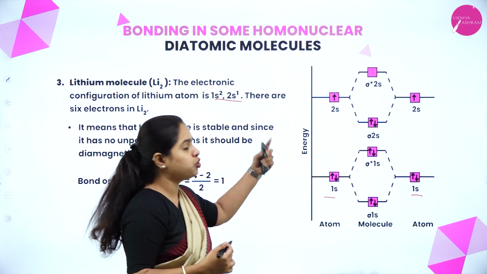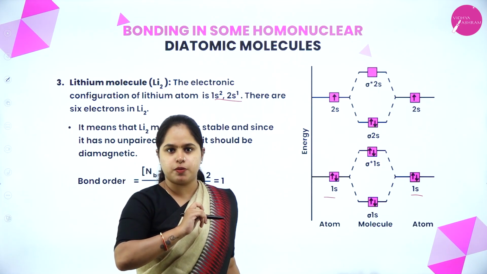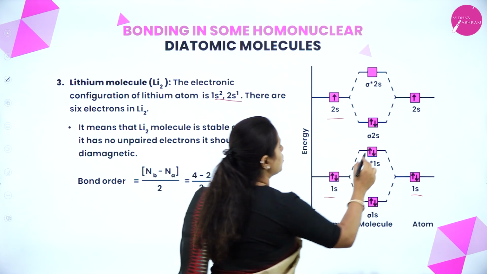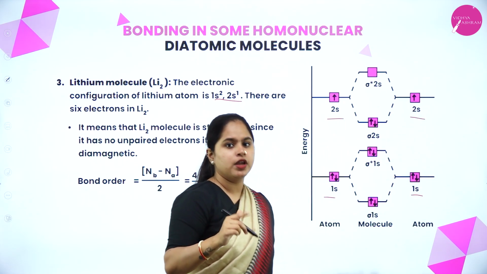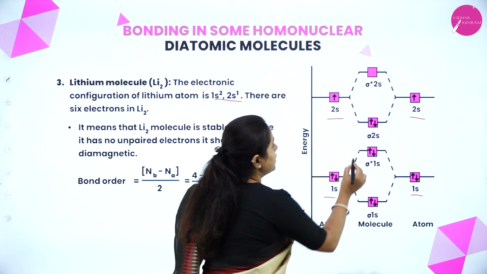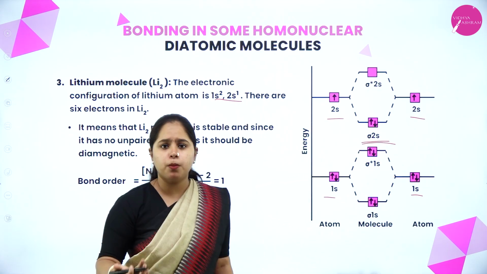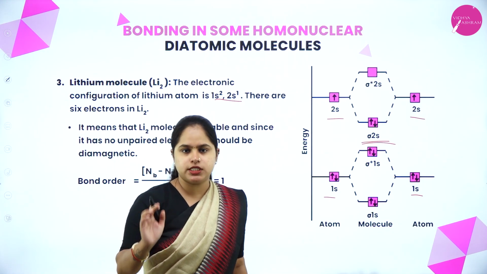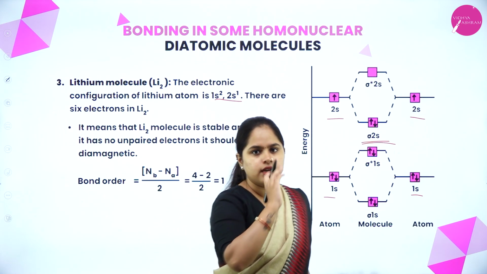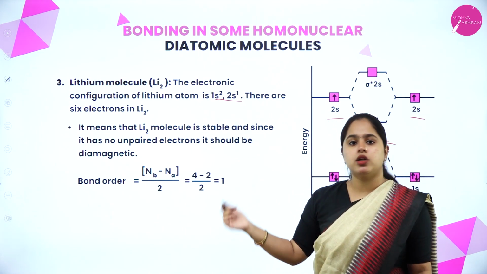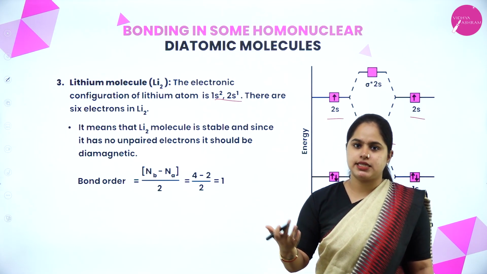Now, moving on to the 2s orbital, in which 1 electron is present. In this lithium atom, 1 electron is present in the 2s orbital, and here also 1 electron. A total of 2 electrons are to be in the molecular orbitals. Those 2 electrons get filled in the bonding molecular orbital, and in the anti-bonding molecular orbital, nothing gets filled. So this is clear, the molecular orbital diagram. From this, again, you will be able to calculate the bond order. It is Nb minus Na by 2.